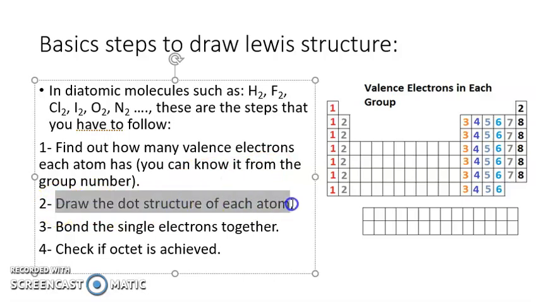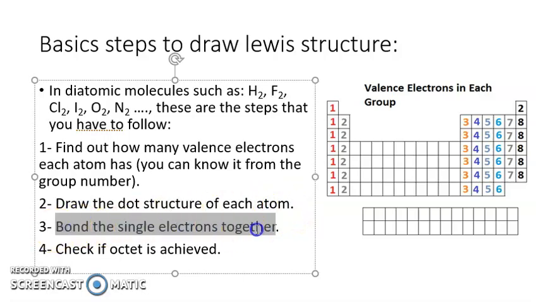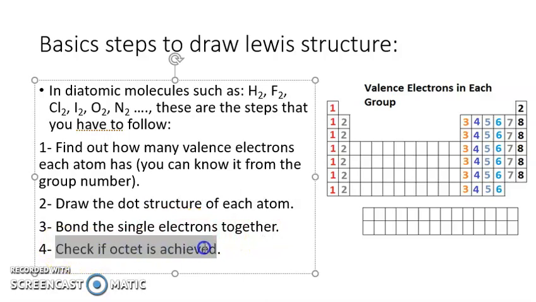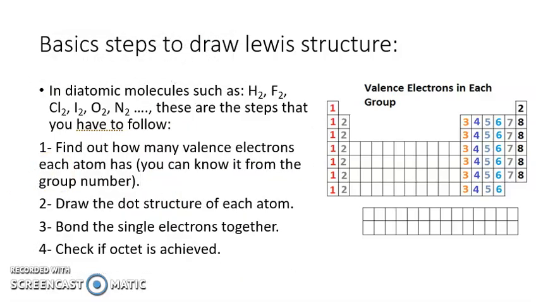Second step, draw the dot structure of each atom, the Lewis dot diagram, the one with the dots. Number 3, bond the single electrons together. Number 4, check if octet is achieved. Now to understand these steps, let's check an example.